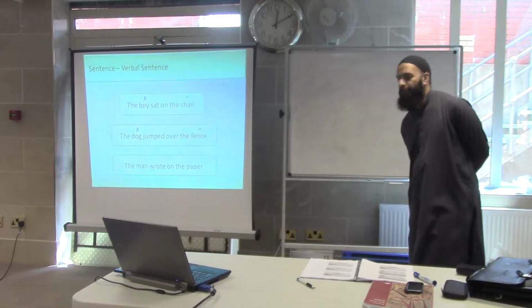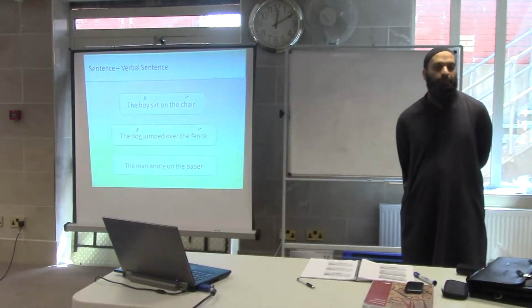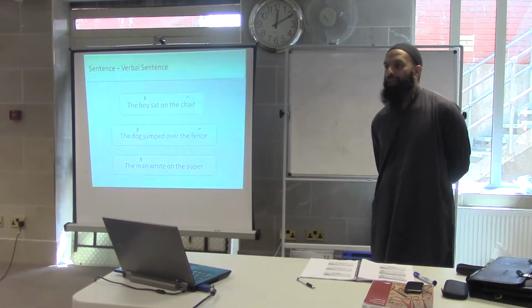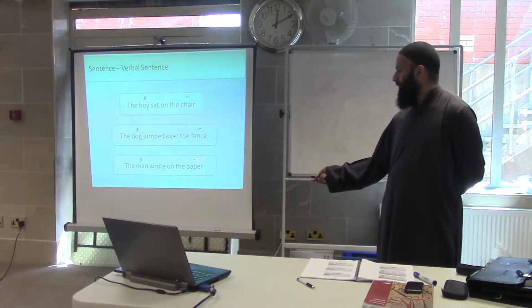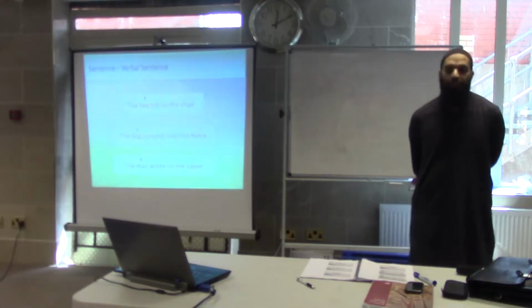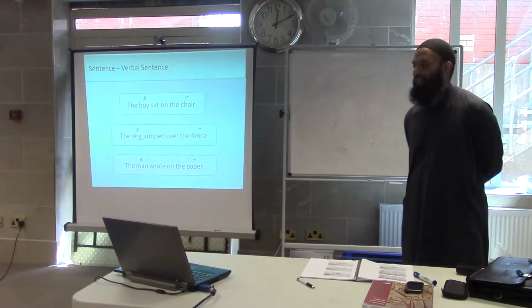The man wrote on the paper. Without looking at your notes. The man is marfu. Mansoob is the paper. So if you change that round, you put marfu there, and you put mansoob there. What would that mean? The paper wrote on the man. Okay. You can do that now a bit.